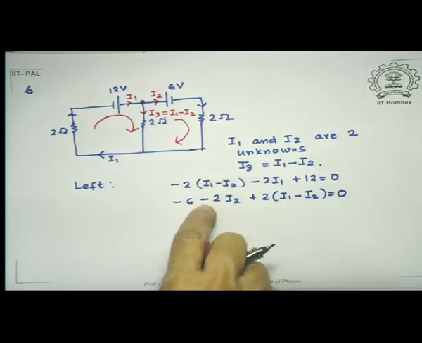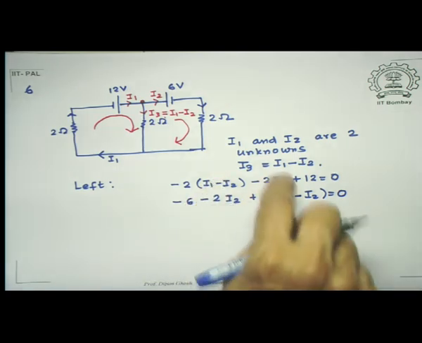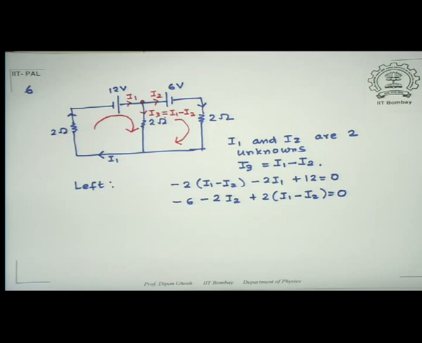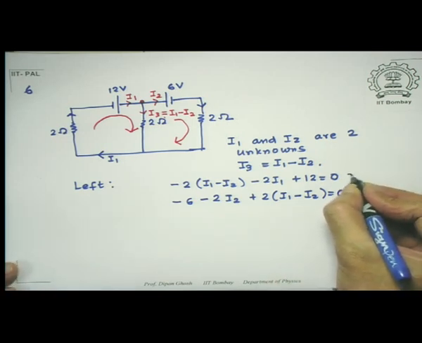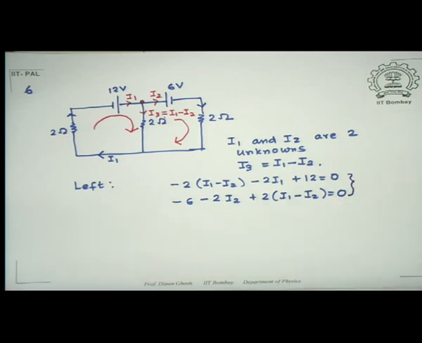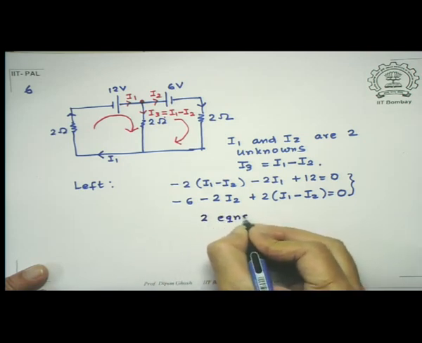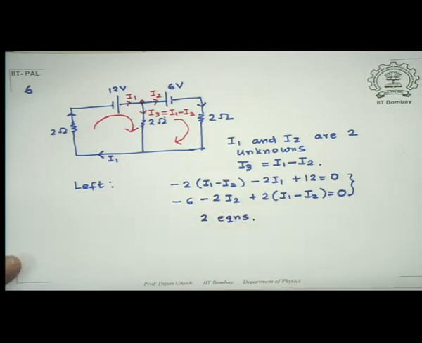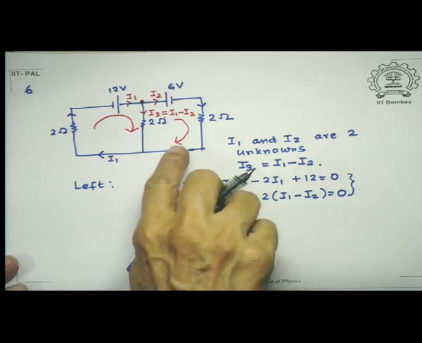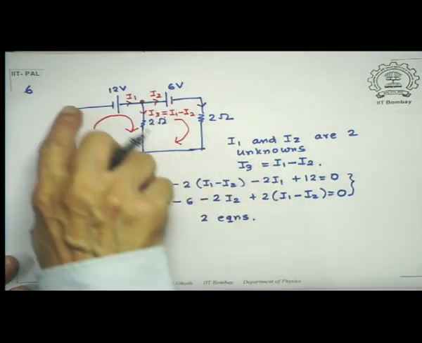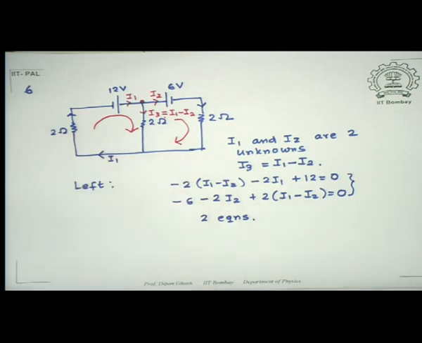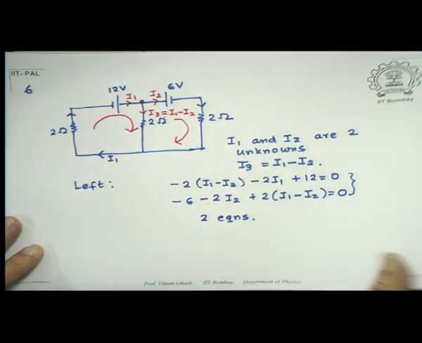So I have got two equations in two unknowns. I will not be unnecessarily solving it here. The idea is to tell you how to set up these equations. It is a trivial simultaneous equation, and you can solve it yourself. So, two equations, two unknowns. Now, notice the second equation: I need not have done it on this loop. I could have also done it in the bigger outside loop, and it will be an independent equation.